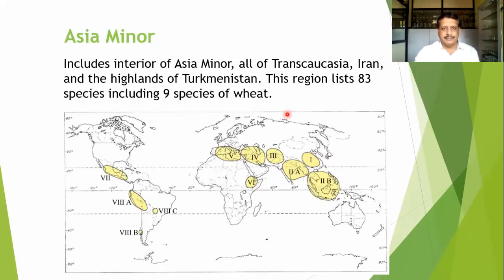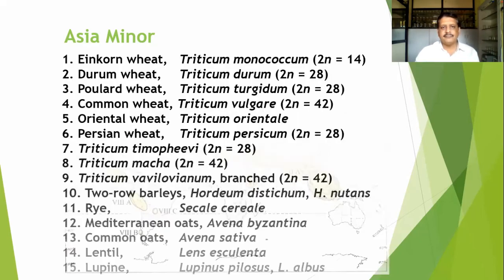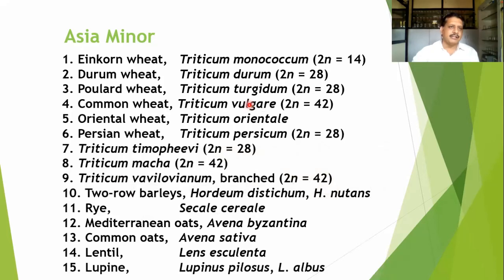Then Asia Minor, which is Transcaucasia, Iran, and the highlands of Turkmenistan. Here again you can find these locations, and 9 species of wheat are located particularly in this region. Totally about 83 species can be observed. So most of the Triticum varieties are noted in Asia Minor.